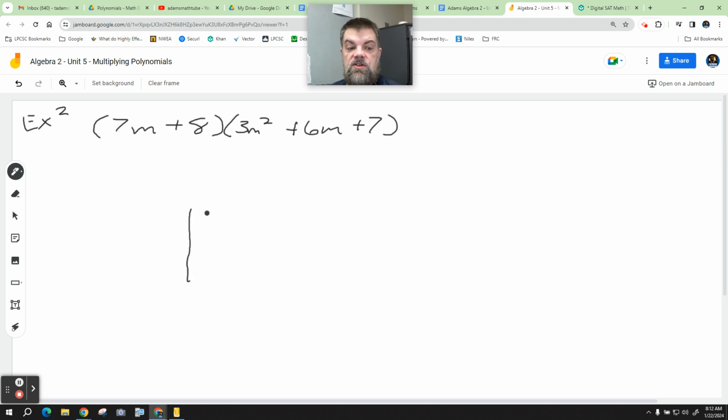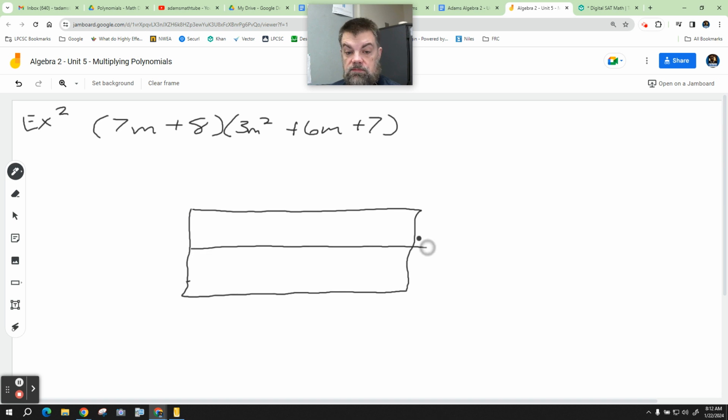So this is a 2x3 grid. Perfectly drawn grid, I might add. So I'm going to put 7m here and plus 8 here. And then up here I'm going to say 3m squared plus 6m.